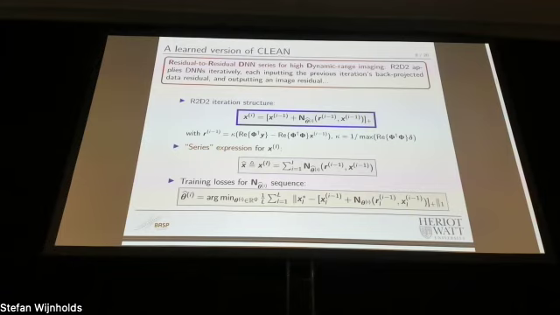And each of the DNNs is trained with this loss function here. It looks a bit complicated, but it's basically comparing the L1 difference between the ground truth and the current image estimate, which is the sum of the previous image estimate and the network outputs.